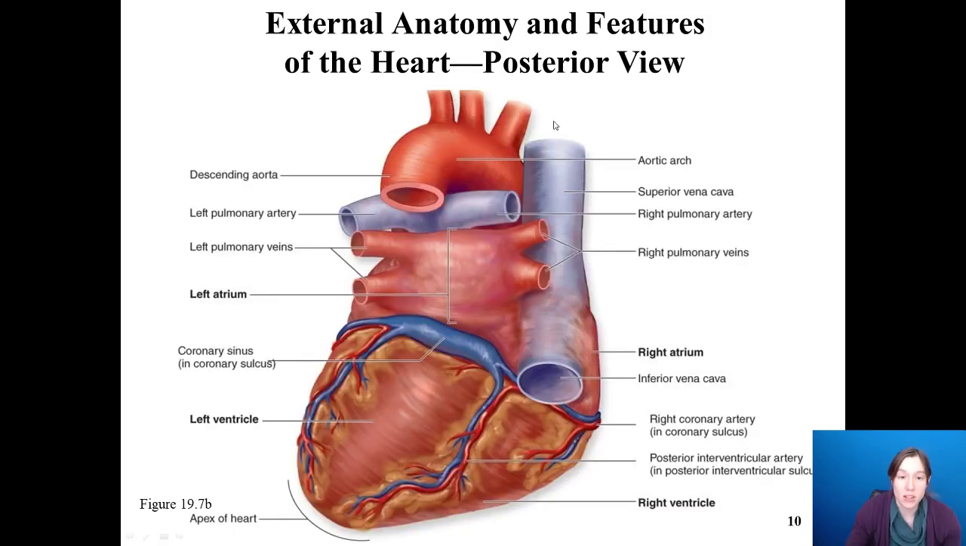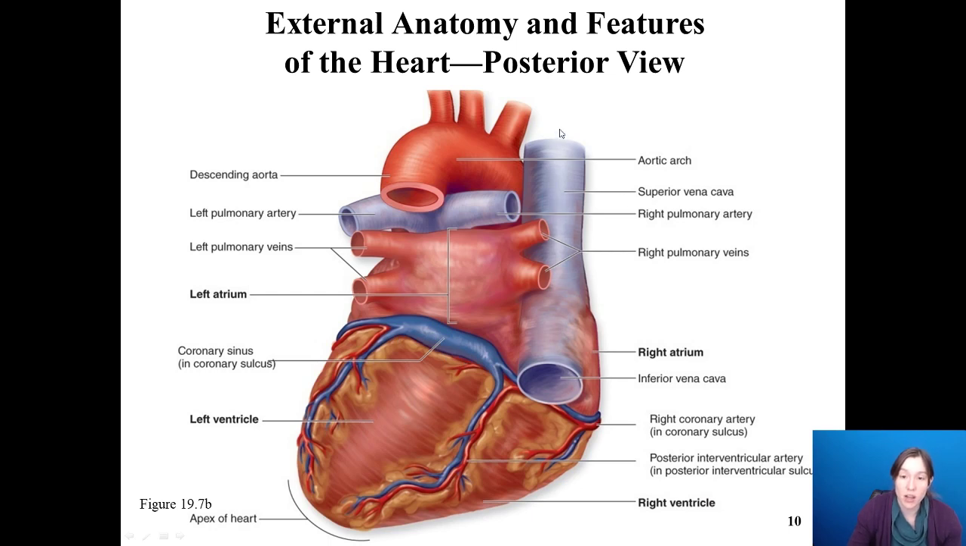So here we can see the aortic arch coming down, and this is going to become the descending aorta. The top of the left pulmonary and right pulmonary arteries, they branch off from that pulmonary trunk. This is going to be the left atrium. This is kind of the back of the left atrium that makes up the base, and we can see the left and right pulmonary veins entering that left atrium. This is going to be the coronary sulcus, and this big blue vein looking thing is the coronary sinus.